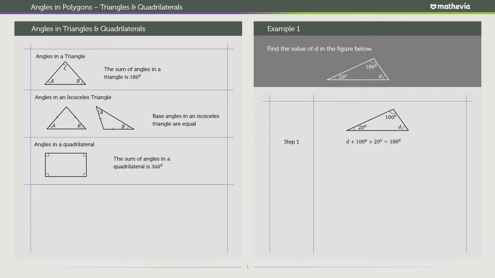All you need to remember is that when you add D plus 100 degrees plus 20 degrees, you have 180 degrees. And from that point on, you just need to go ahead and solve for D. So you have that D plus 120 degrees equals 180, and you have D equals 180 minus 120, and you end up with D as 60 degrees. Very simple, very straightforward. Let's move on.